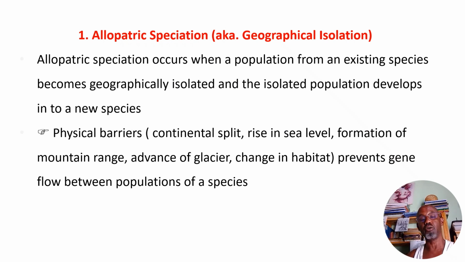This includes continental split, when the land mass is split by rift valleys, rise in the sea level, formation of mountain ranges, advance of glaciers. Change in habitat also is considered. And therefore, this prevents the gene flow between populations of the species. And each separate population develops adaptation for its own habitat or ecosystem and finally becomes a new species.